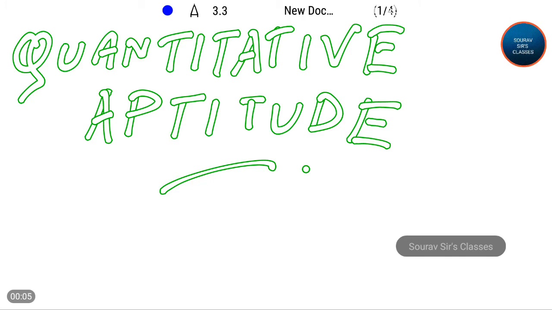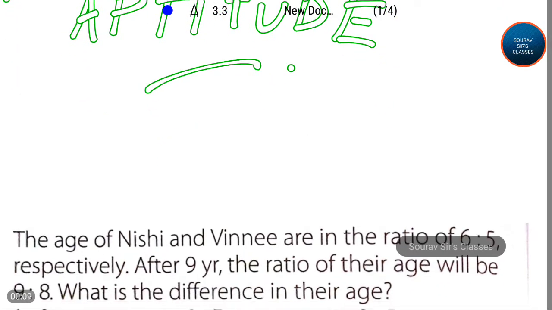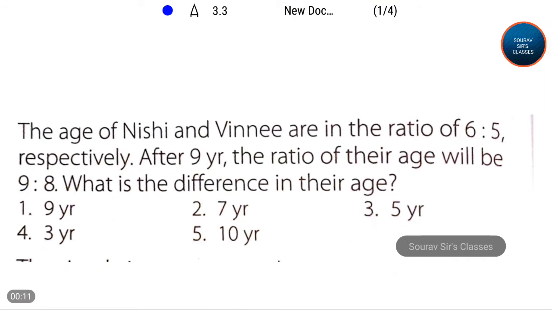Today our topic is quantitative aptitude and here some questions are given. We have to solve these questions. Here some options are also given and we have to choose the correct one after solving the question.